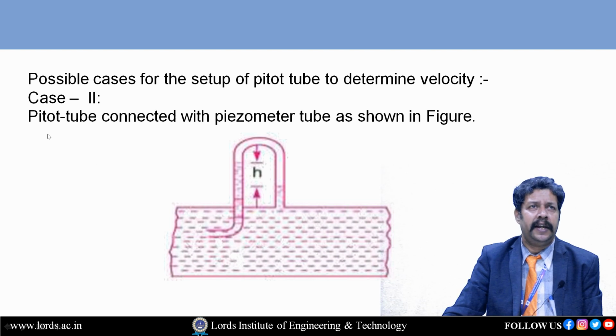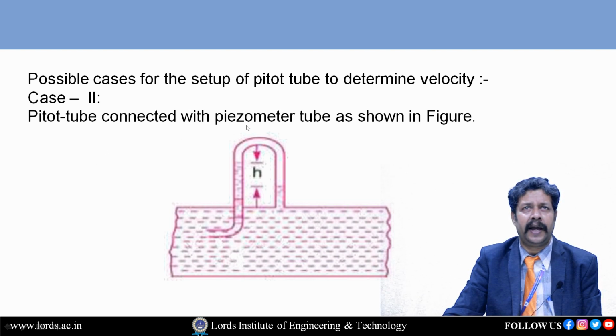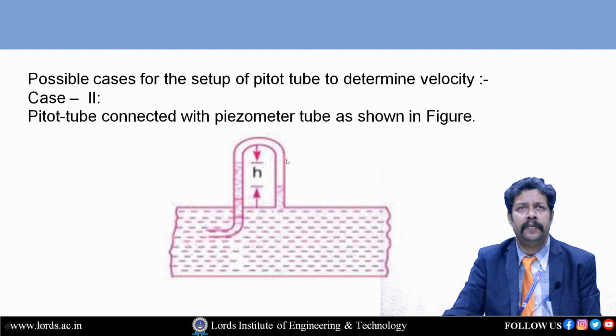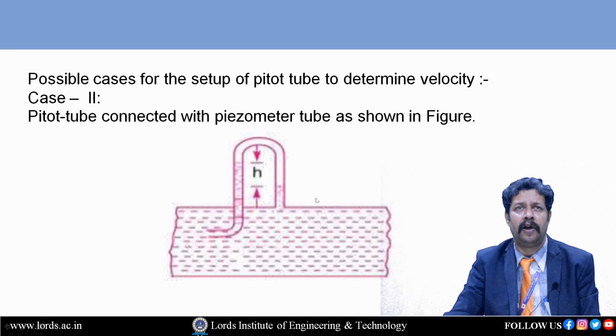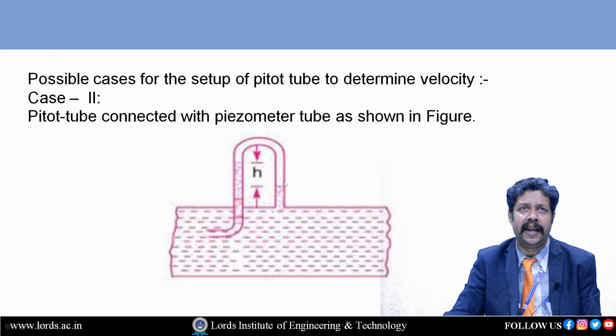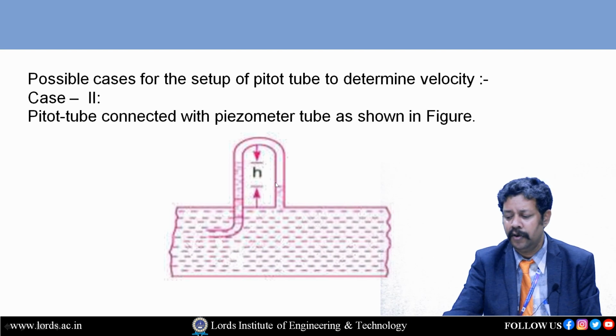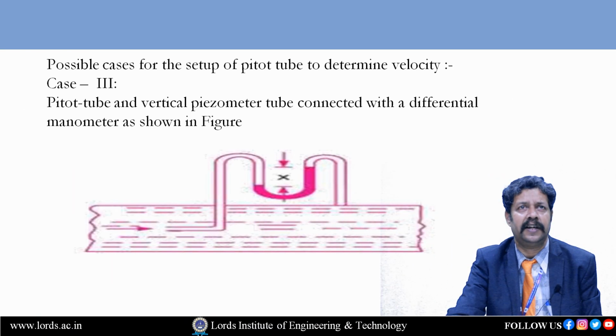Similarly, the second case: pitot tube connected with piezometer tube. Here it is a pitot tube. This is a piezometer tube. Both are connected with a tube. And here we can see the water level difference is nothing but small h. So by measuring the h value, you can easily calculate the velocity.